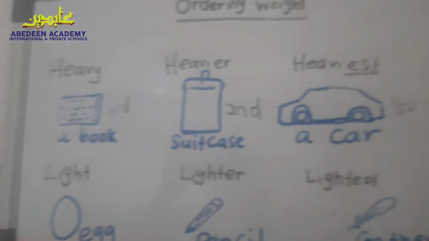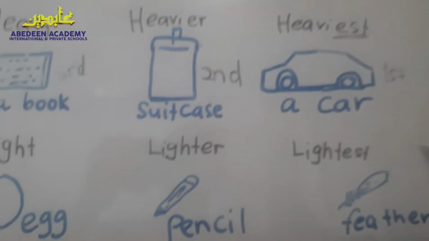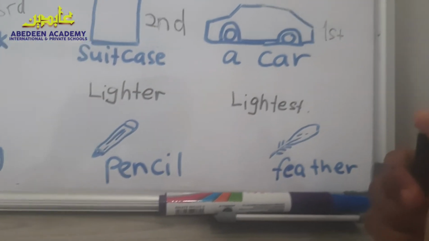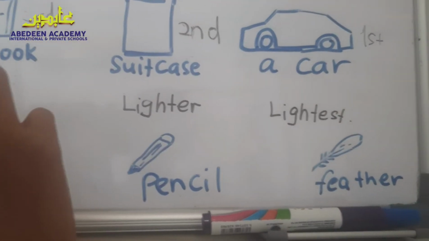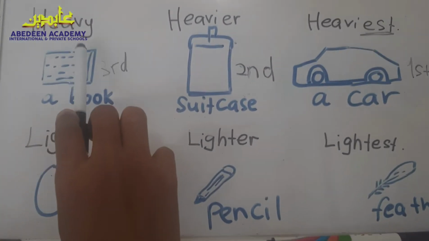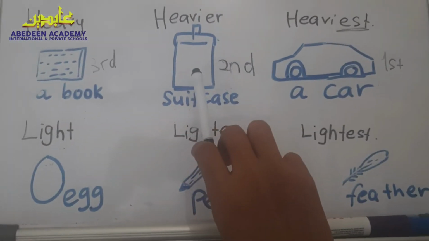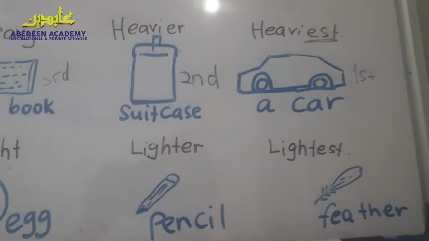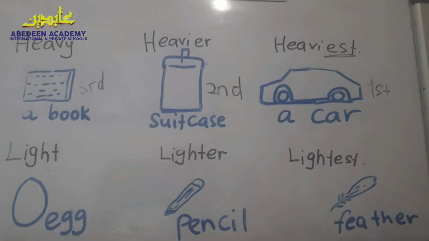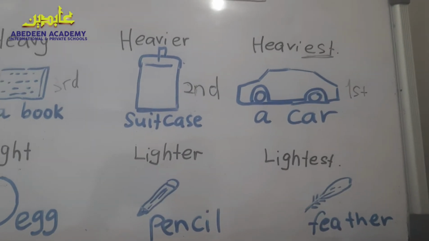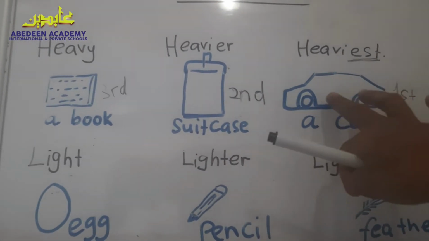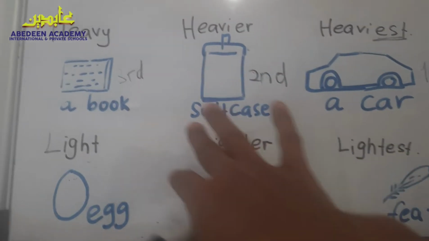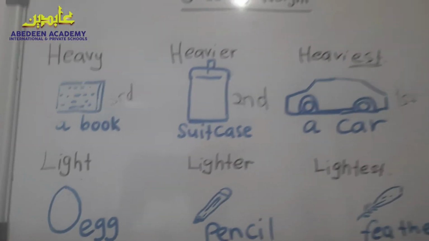So if you want to compare 3 objects according to their weight, the least heavy one, we just say it's heavy. The second one, heavier, and the heaviest one, heaviest, right? The one which has the highest weight. If you weigh them, this one will have the highest weight, this one will have less weight, and this one will have the least weight among all of them.